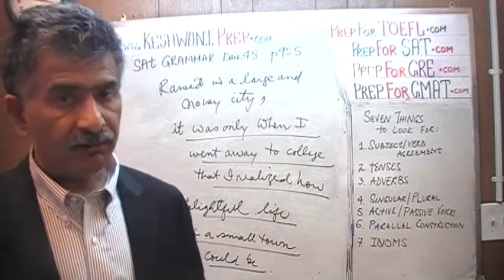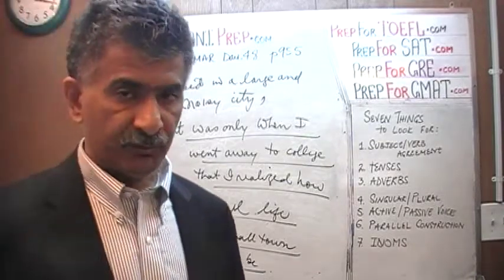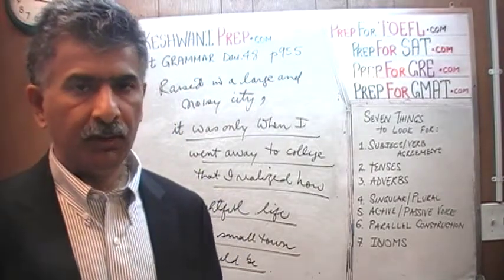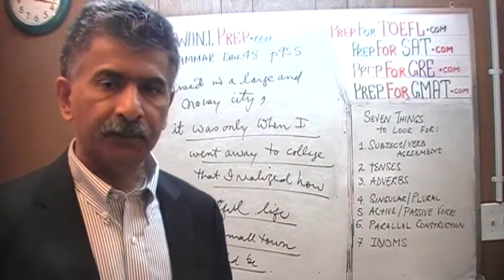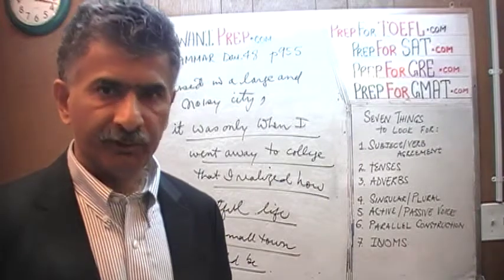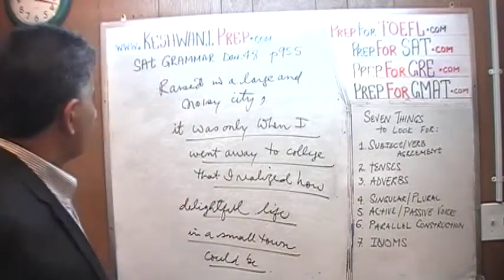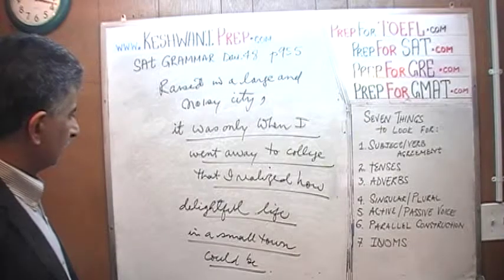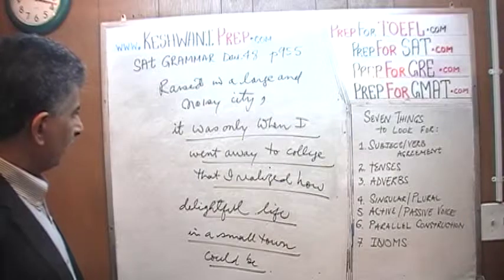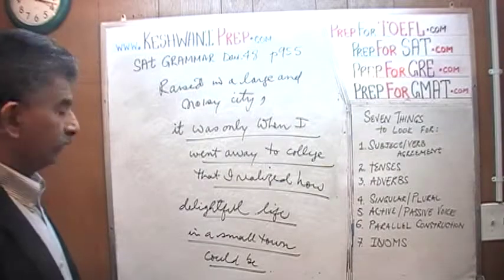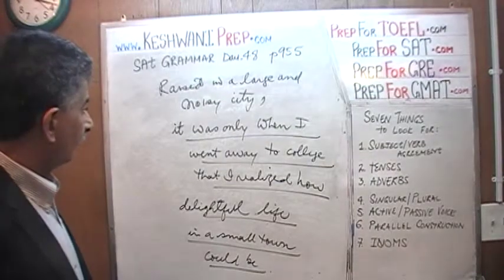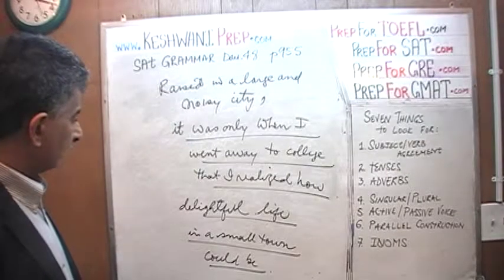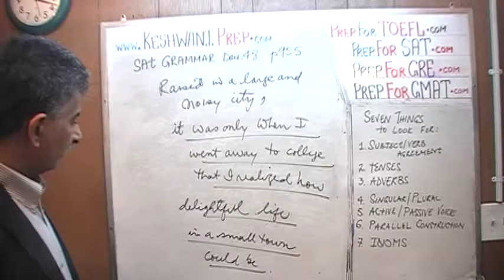We understand the meaning of the sentence, we can understand quite well what the author is trying to say, but it is a bit awkward and a bit verbose. We need to work on it, we need to make it more succinct. Right now it's not very well written. Raised in a large noisy city, it was only when I, don't look at the answer choices. Do you understand? It was only when I went away to college that I realized how delightful life in a small town could be.